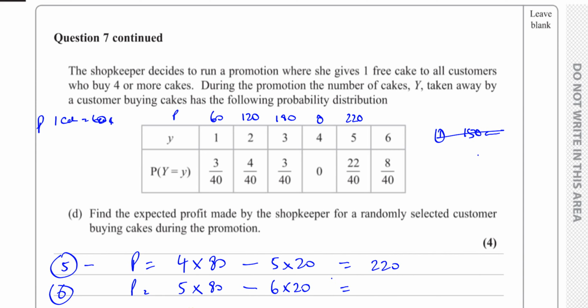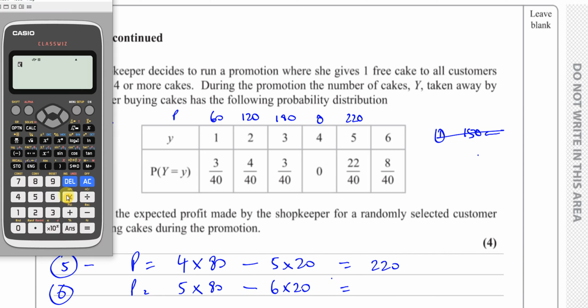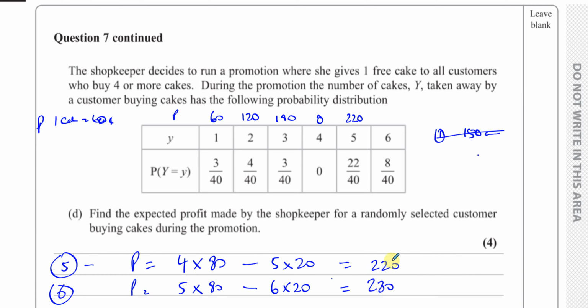Let me just make sure. 5 times 80 minus 6 times 20. 280, that's right. So that is the profit that you expect, or the profit that you get when the person walks away from the shop with 6 cakes. So this Y represents not the number of cakes the person paid for, but the number of cakes that they take away when they leave the shop.